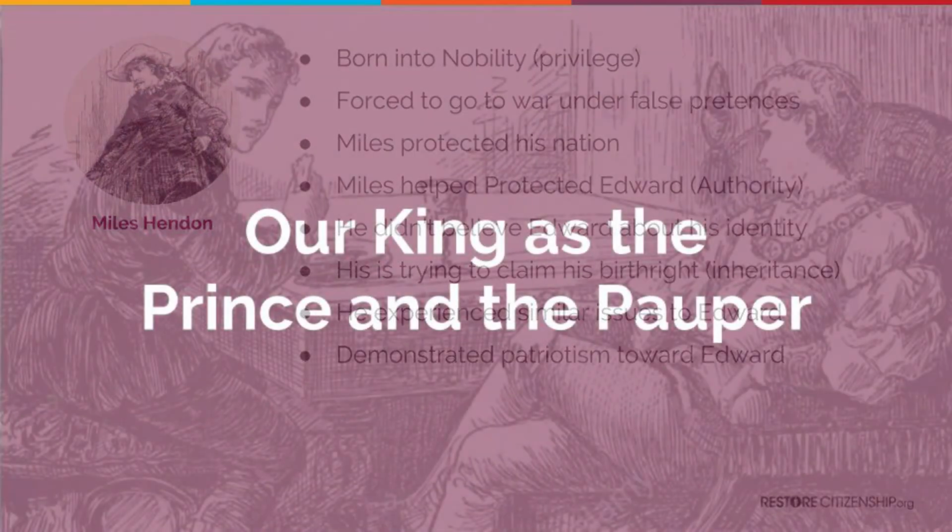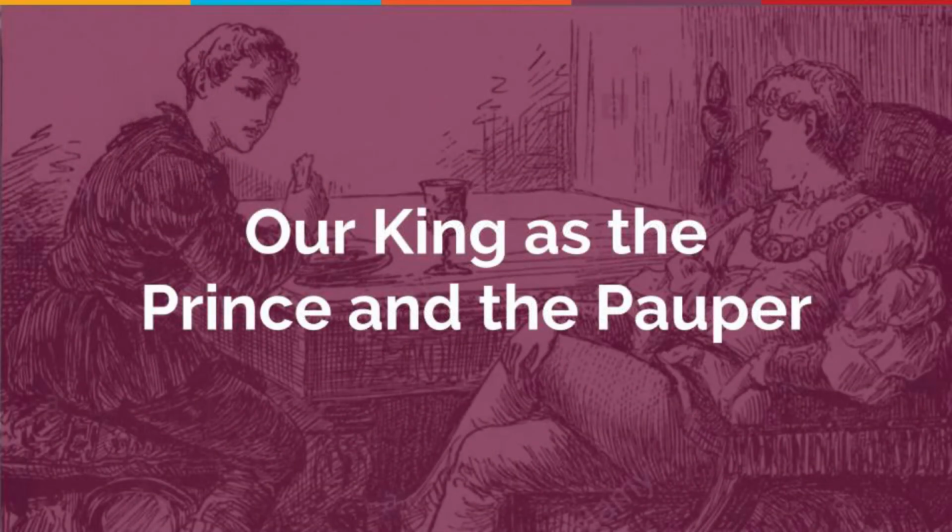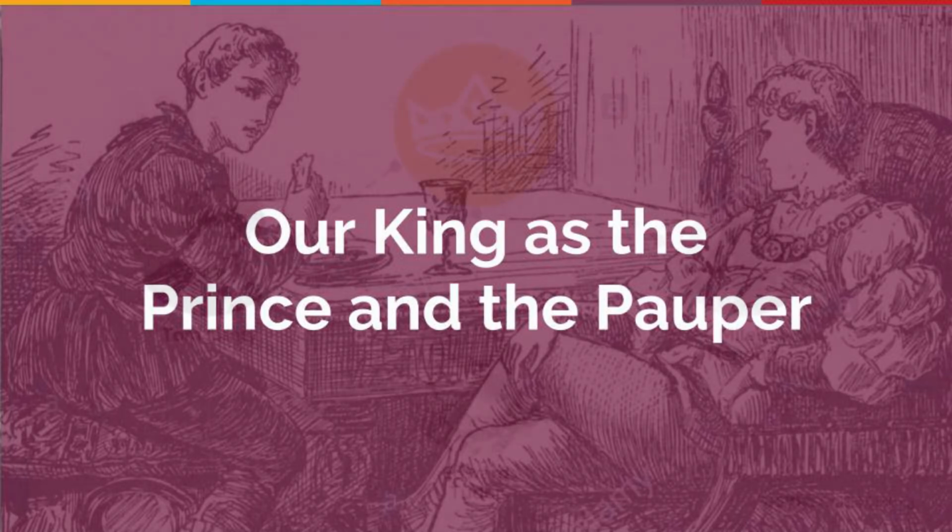patriotism. So let's have a look at our king, who is Jesus Christ of Nazareth, the Messiah of the world, as the prince and the pauper within the story. So I'm going to apply one or two scriptures to the story to really give us a vivid picture of how Christ was like the prince in the story, and also the pauper of the story, and also as males as well, and how he demonstrated patriotism.